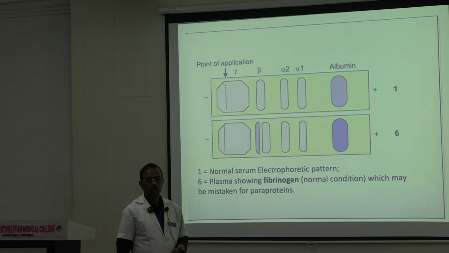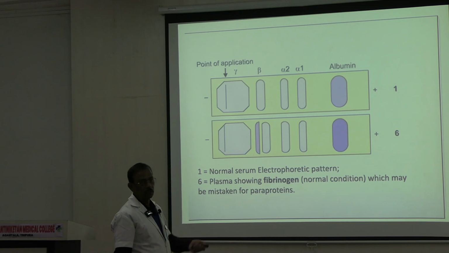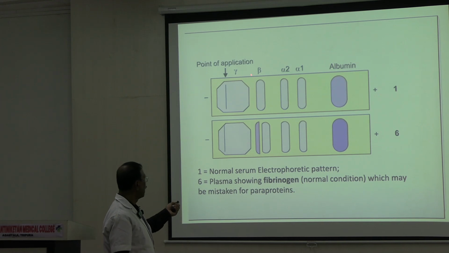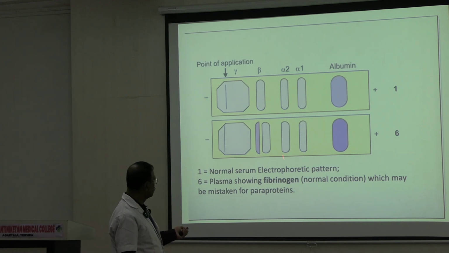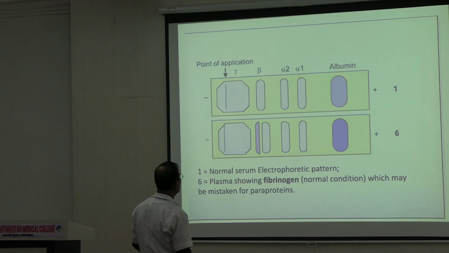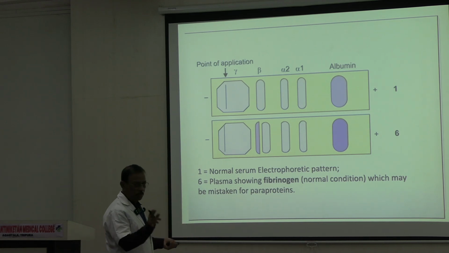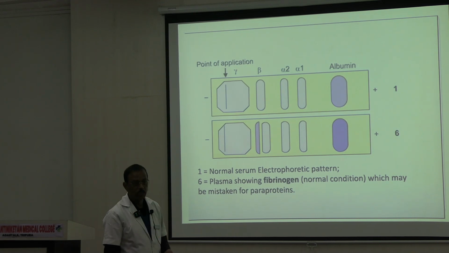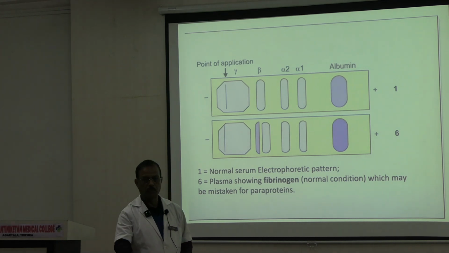Now, here we have taken serum. That's why one band is not there. Here we have put plasma. In case of plasma, a distinct band appears between gamma and beta. That is because of fibrinogen.